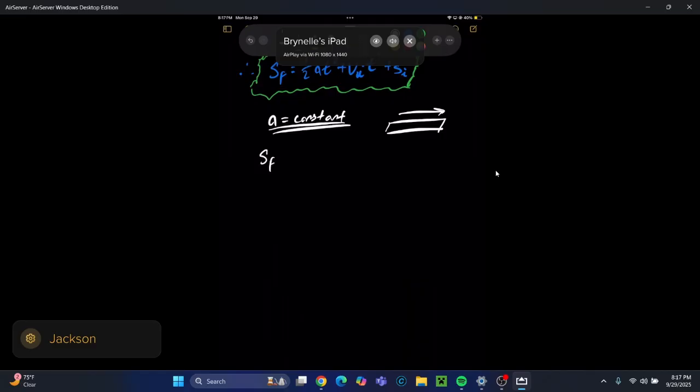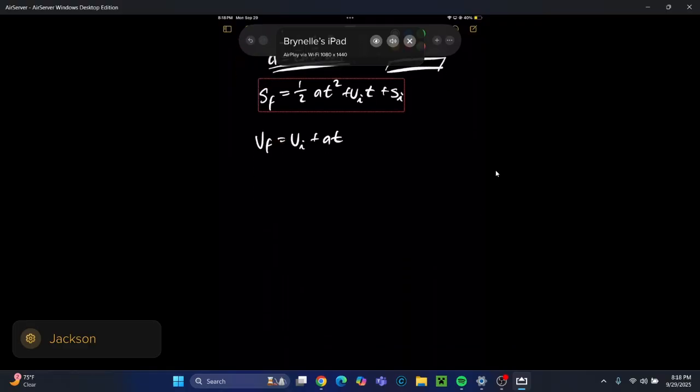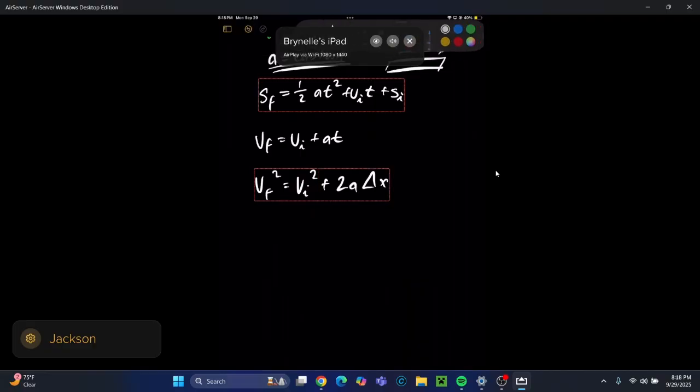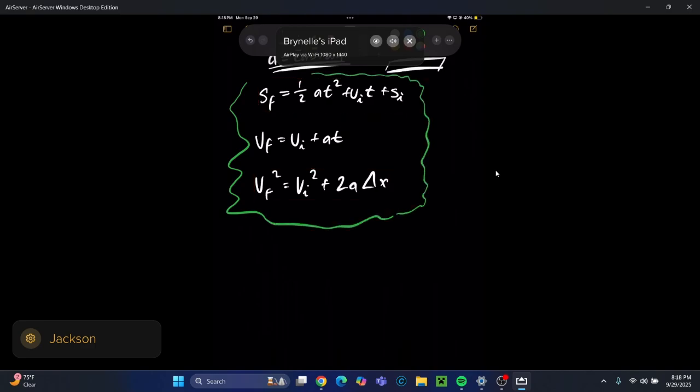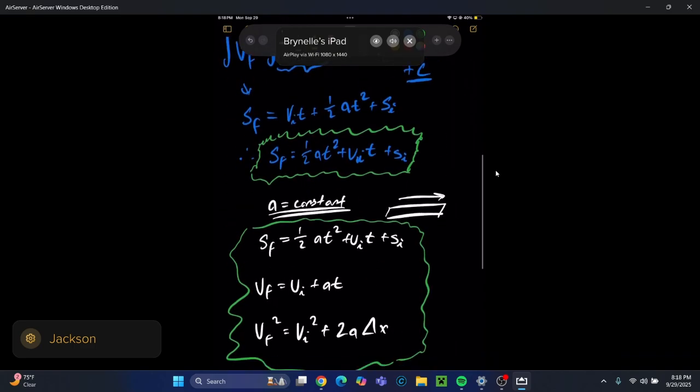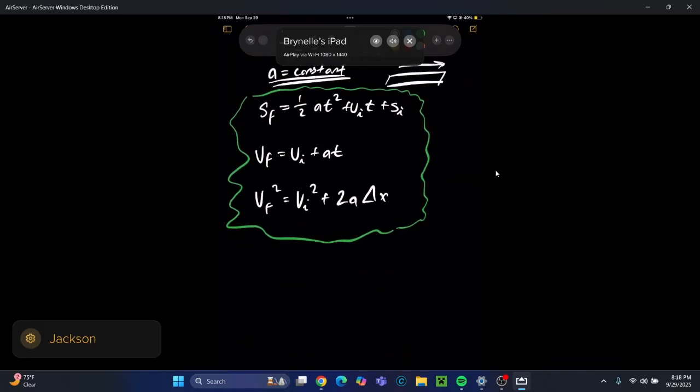You have the ones we found. 1/2 at squared plus vi t plus initial position. We also found that v final equals v initial plus at. And there's another one where v final squared equals v initial squared plus 2a delta x. I could prove this one, but I don't feel like it. So that's your problem. But you could probably prove it. It's not too bad. You could do the other two, right? And so again, these are true when a is constant.